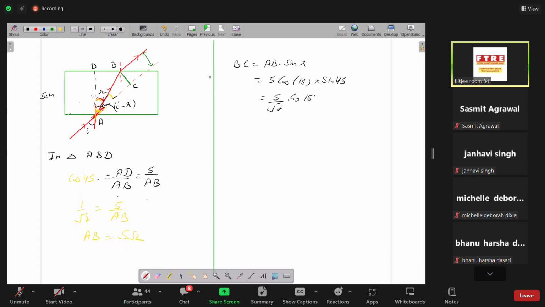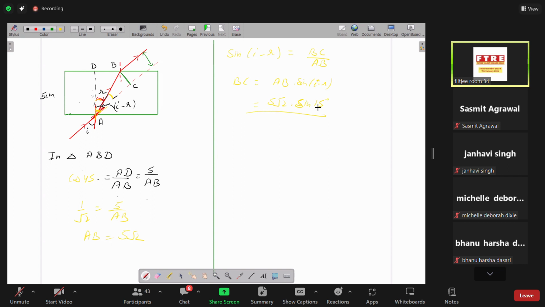And then here we get sine of I minus R in this triangle ABC, it will be equal to BC upon AB. So BC, which is the lateral shift, will be given as AB into sine of I minus R. AB we have calculated as 5√2, and I minus R, that means 60 minus 45, will be sine 15. So this should be your answer. The mistake was in taking the angles.